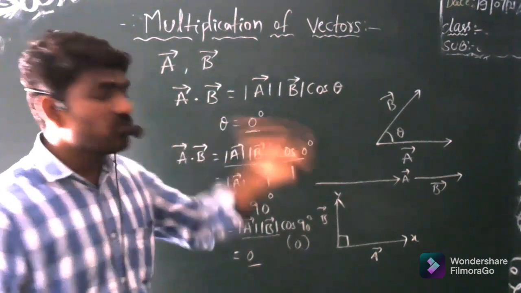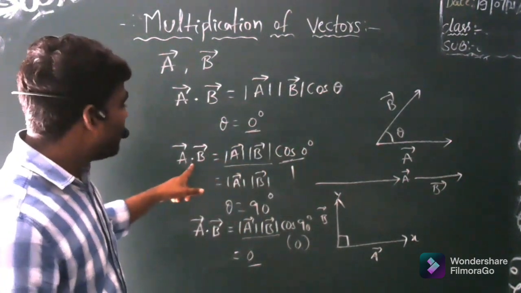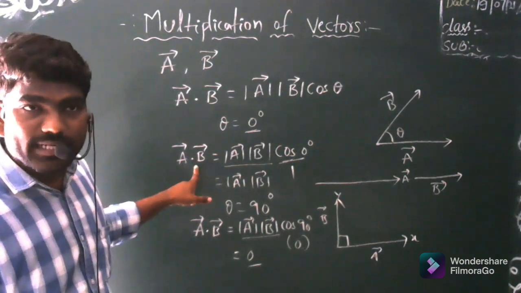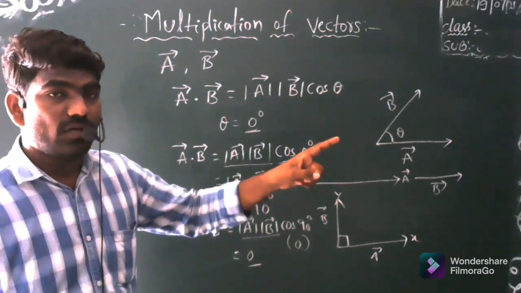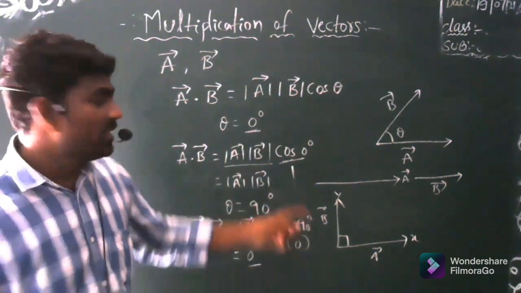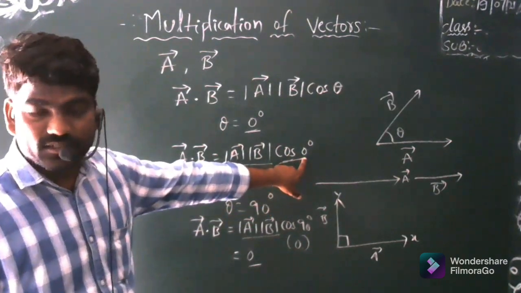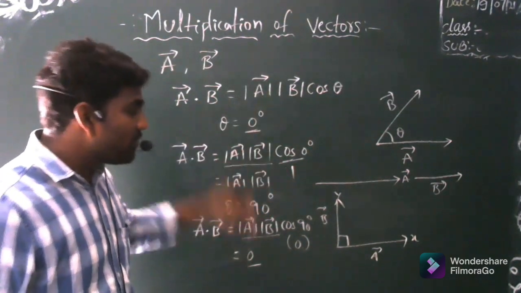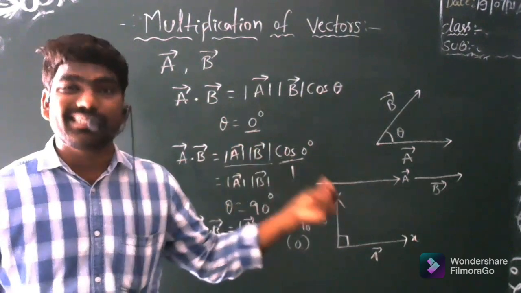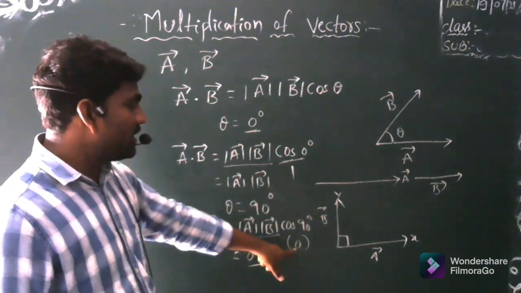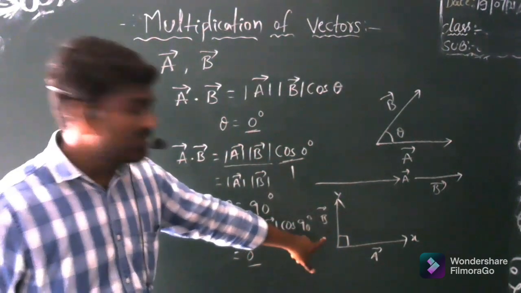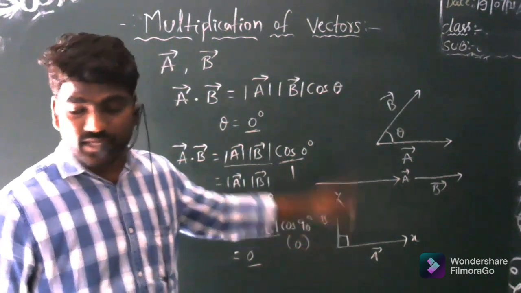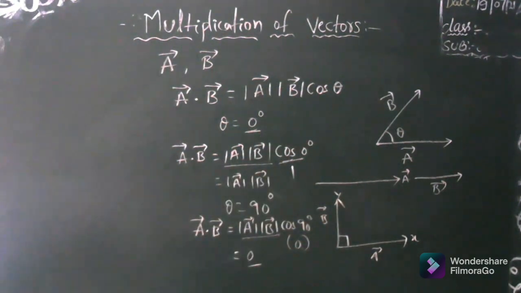So from this, you know that whenever you do the dot product of any two vectors, you get the maximum result when the angle between them is 0 degrees. When will you get the minimum result? Minimum means here it is 0, and that is when the angle between them is 90 degrees. So these two points you should remember.